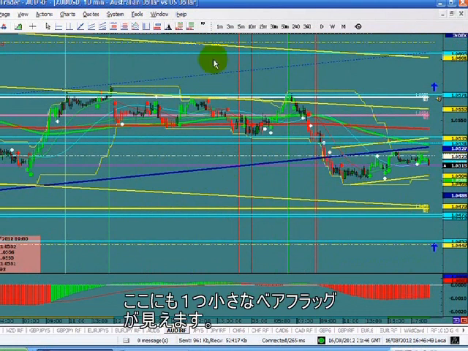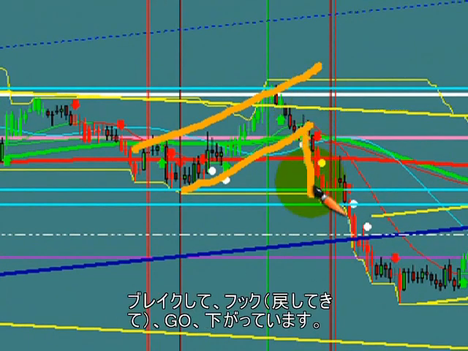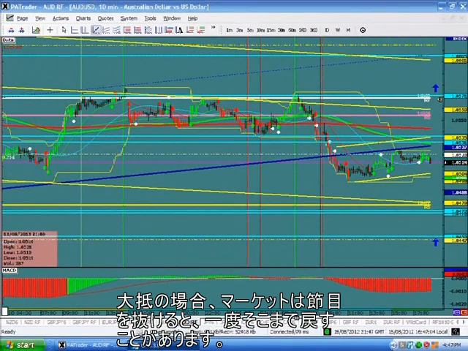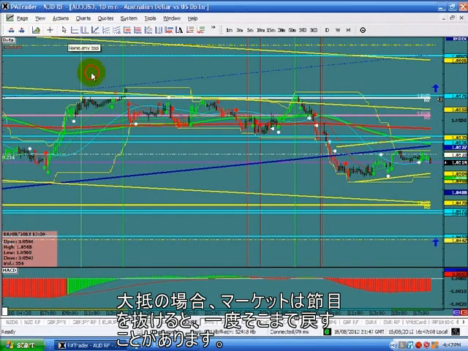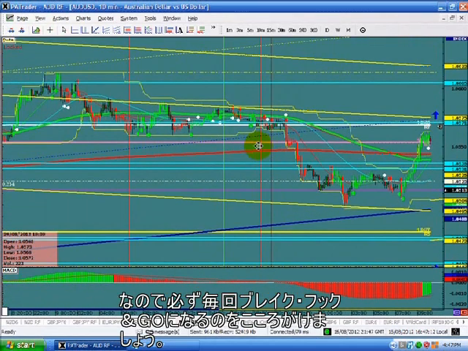Okay, here's another little one right here. There's a little bear flag here. Sorry, let me just draw this freehand. So there's a bear flag here. We break, we hook, and then we go. See that? Break, hook, and go. When we break something specific, then it usually hooks back to where it was, and then it goes at that point. So we always look to break, hook, and go.